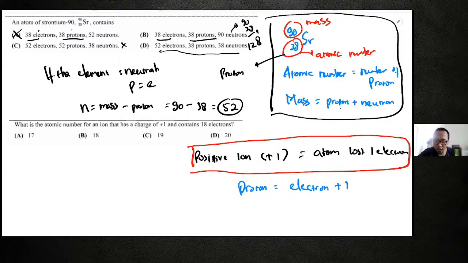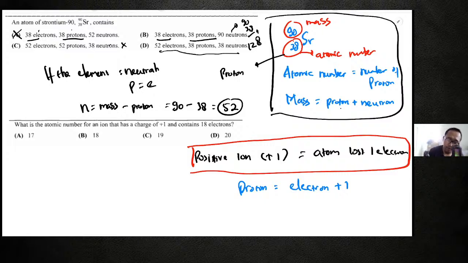What is the atomic number? Back to the question: what is the atomic number for an ion that has a charge of plus 1 and contains 18 electrons? Based on this concept, we can understand easily and answer very quickly.